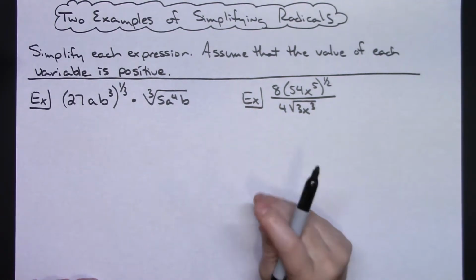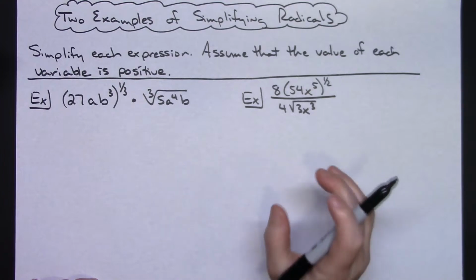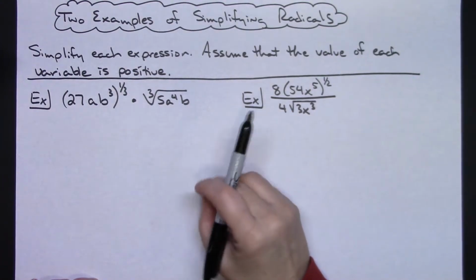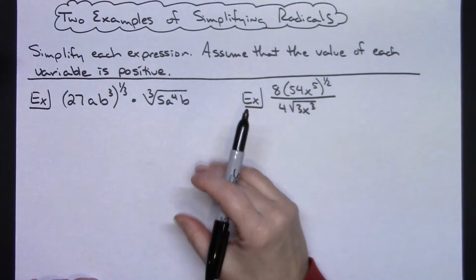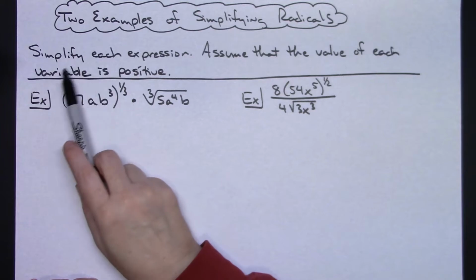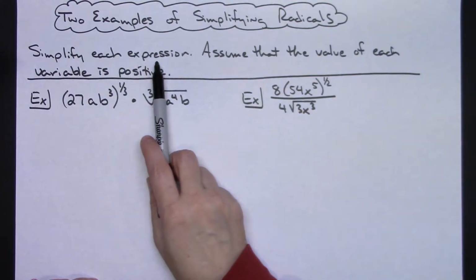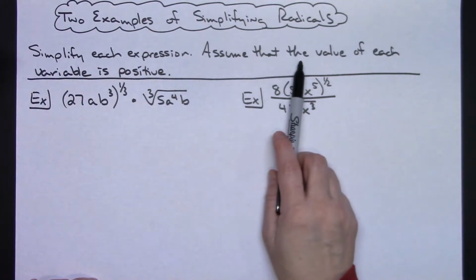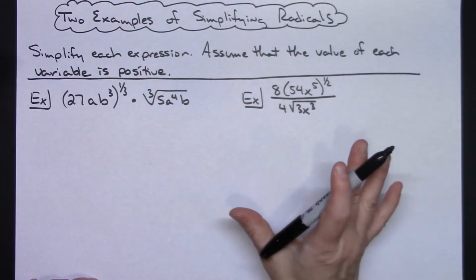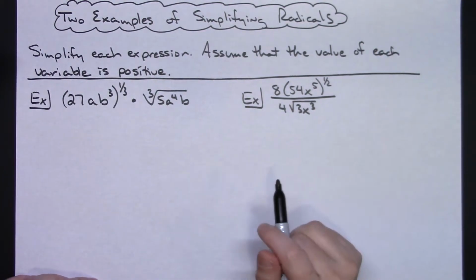In this video, I'm going to work out two examples of simplifying radicals. Straightforward simplifying radicals. I am assuming that you've had some background with this, you've been doing some of these problems, and you just need to see some more examples. The directions are going to say simplify each expression, and we are going to assume that the value of each variable is positive. That way we do not have to use the absolute value bars.